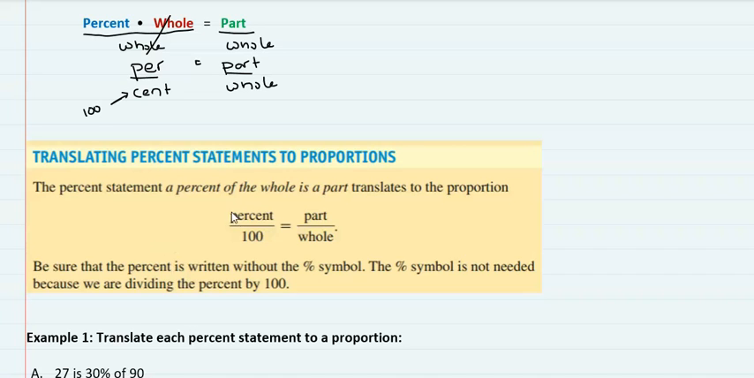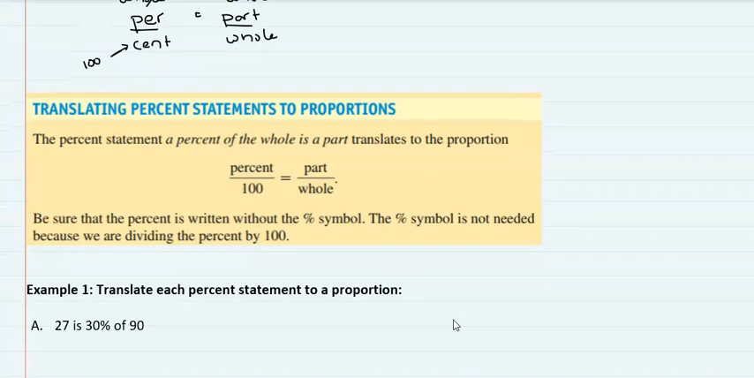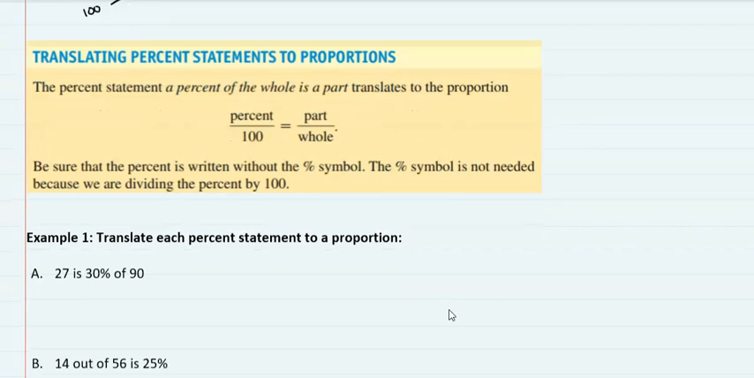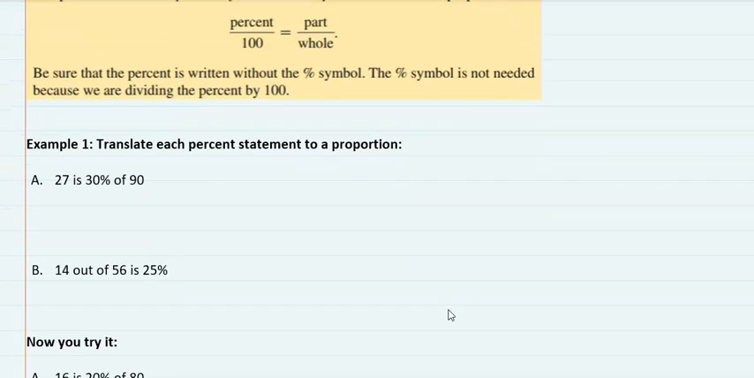Make sure we're using, it says down here, that it's going to be done without the percent symbol, because now we've got it per 100, and that's what the percent symbol stands for. So you don't want to use the decimal, and you don't want to use a fraction. You want to use the actual percent. All right, so let's look at a few of these. We're going to translate each of these percent statements to a proportion.